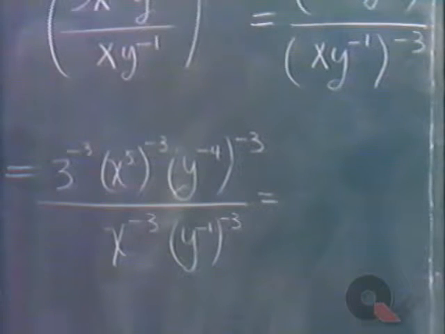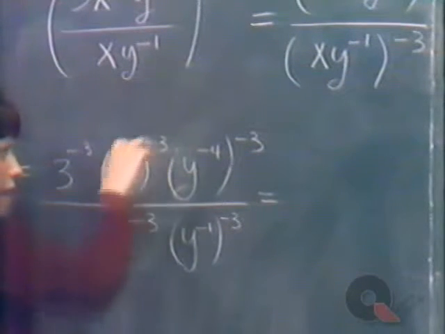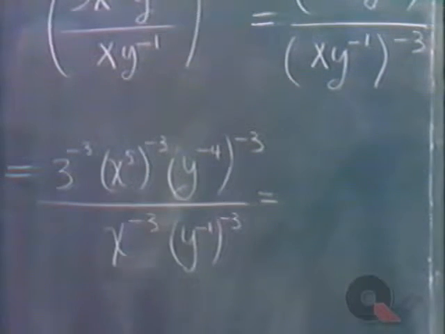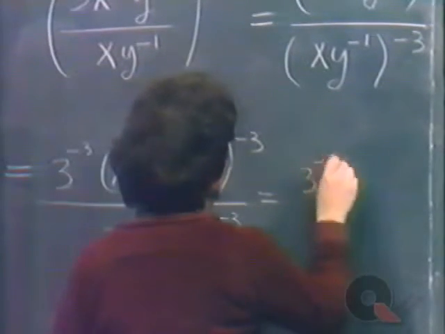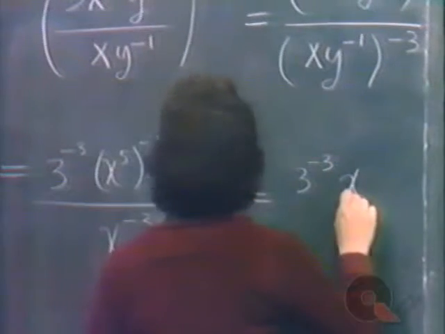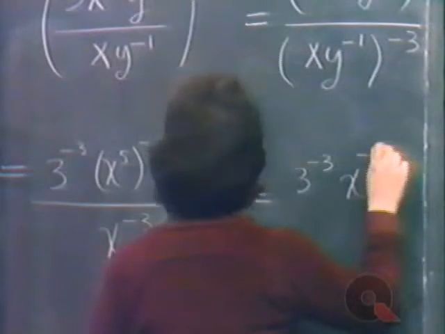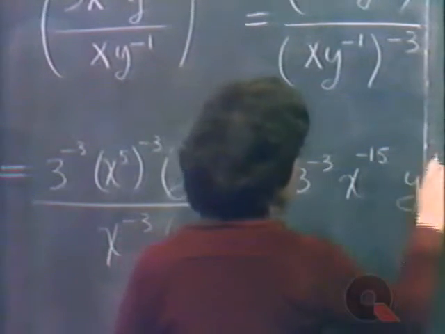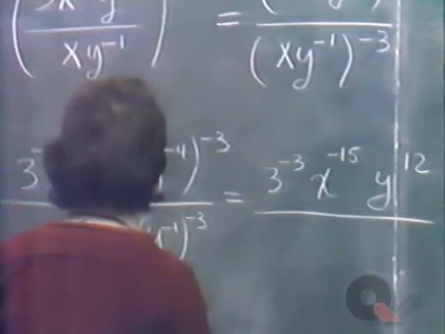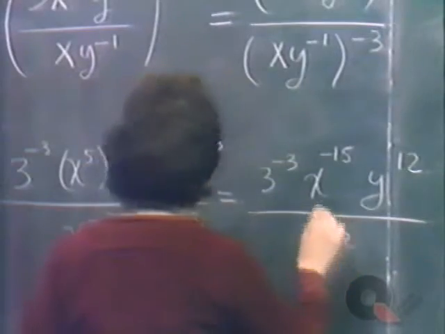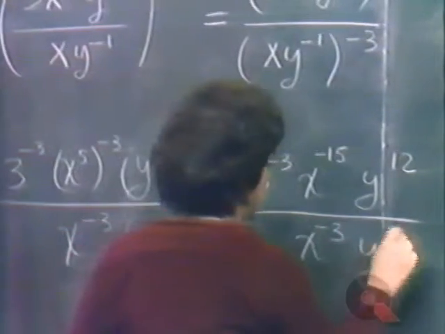Now, Rule 3, that's the one that says when you have a power to a power, you multiply the powers. Okay, let's leave the 3 to the minus 3 by itself. We won't worry about that now. x to the minus 15th, y to the plus 12, over x to the minus 3, y to the plus 3.